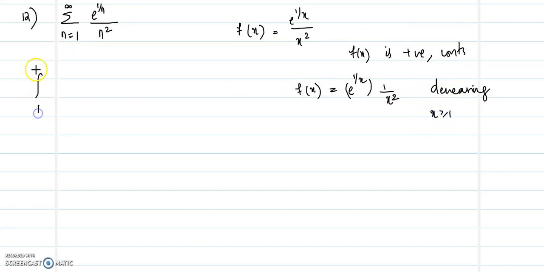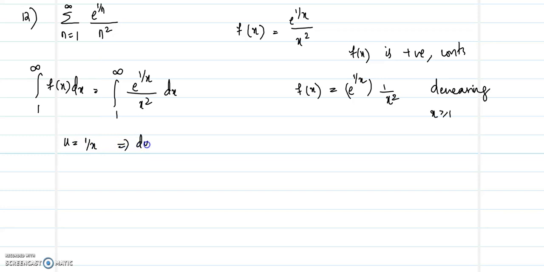So we need to evaluate the integral 1 to infinity f of x dx. So this will be integral 1 to infinity, f of x will be e power 1 by x by x square dx. So we'll put u equal to 1 by x. So du will be minus 1 by x square dx, and as x varies from 1 to infinity, u will vary from, when x is equal to 1, u will be 1, and when x is infinity, u will be 1 by infinity, which is equal to 0.